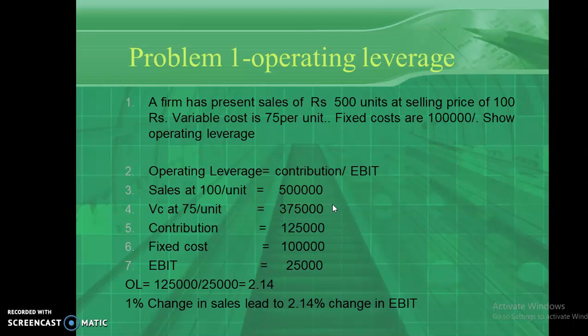Then you want to calculate the operating leverage. So what is the formula to calculate operating leverage? That is contribution divided by EBIT. Contribution here it is given 1,25,000. 1,25,000 divided by 25,000. So you will get 2.14. That's the operating leverage. What's the meaning of that? 1% change in sales will lead to 2.14% change in EBIT. That's the meaning of this degree of operating leverage.